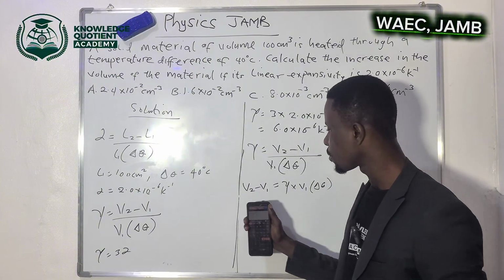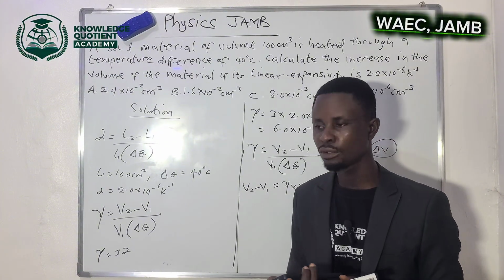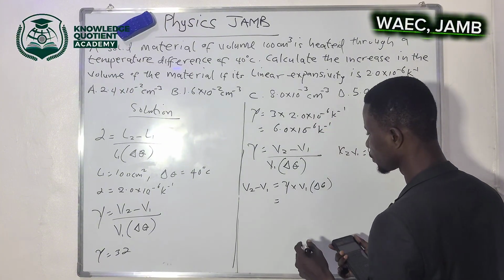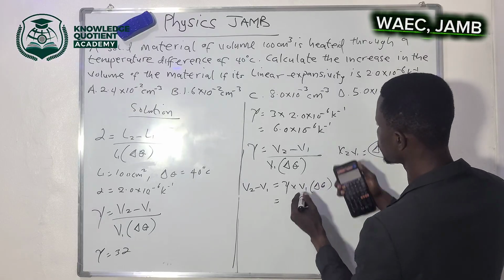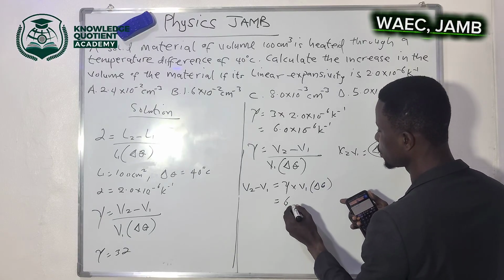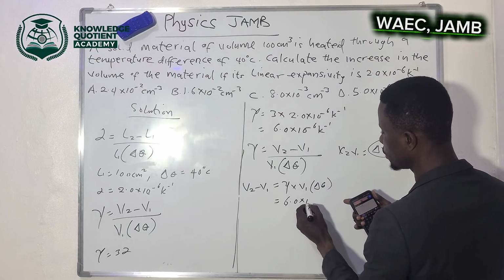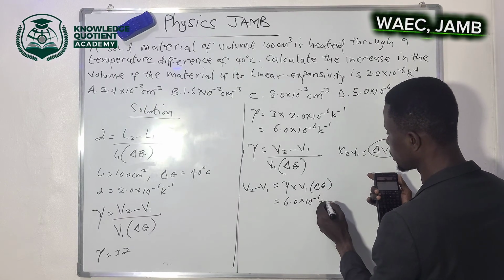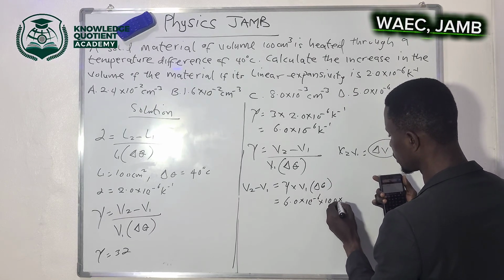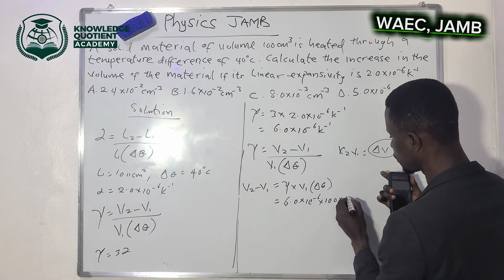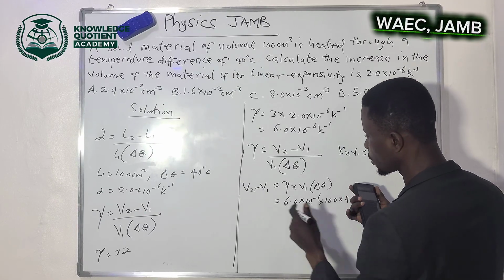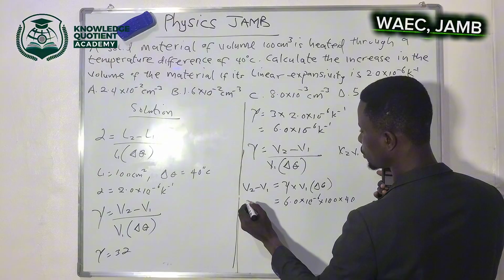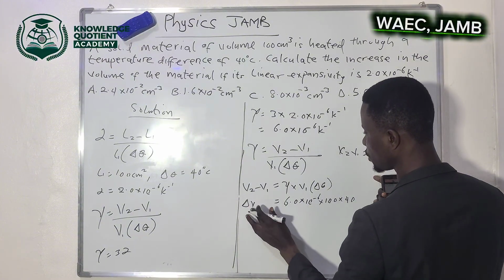All right. So what am I looking for? I'm looking for the additional volume. Remember, gamma is our cubic expansivity, 6.0 times 10 raised to the power minus 6, times V1, which is 100, times the change in temperature, which is 40. This is what we're looking for, the change in V.